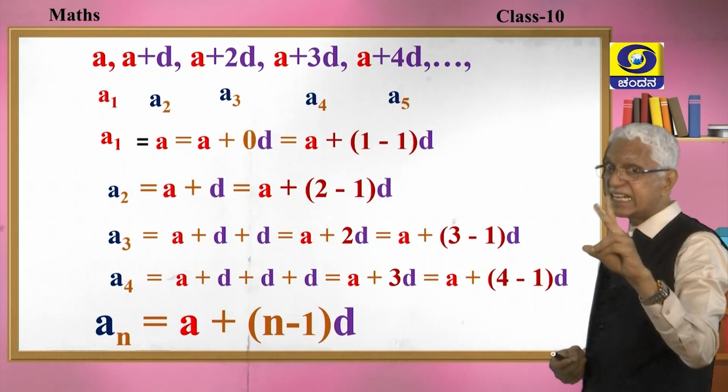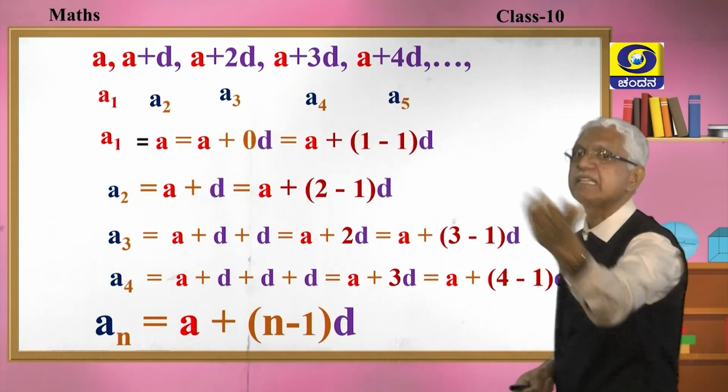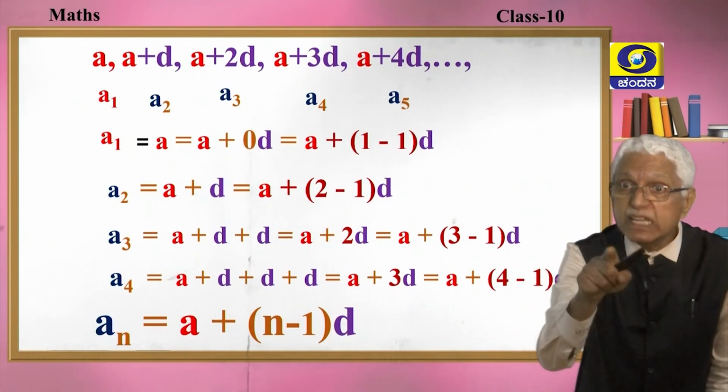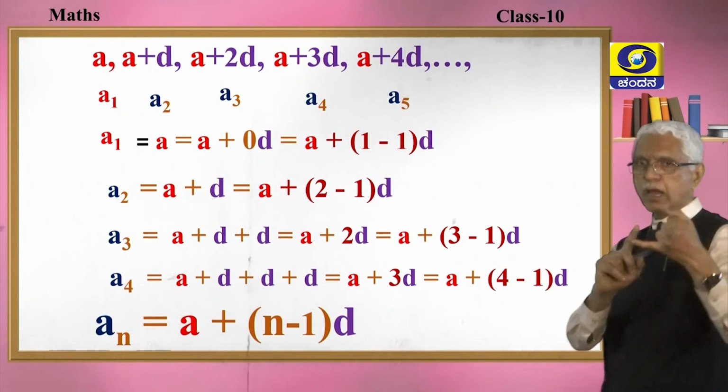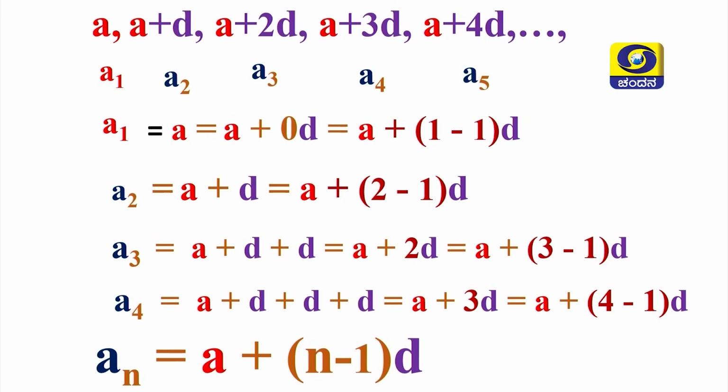2 times you are adding D to get the third term. Beauty. That is A plus 2D. The 2 is written as 3 minus 1. Fantastic. In the fourth term, you have started with the first term A. How many times you have to add D? I added D to get the second term, another D third term, another D fourth term, A plus 3D. How will you write 3? 3 is written as 4 minus 1, no beauty. So, observe that pattern there.